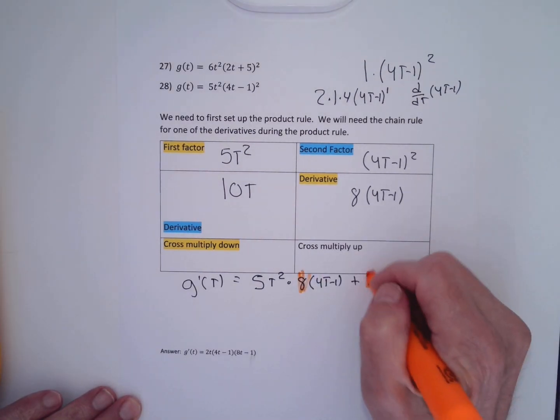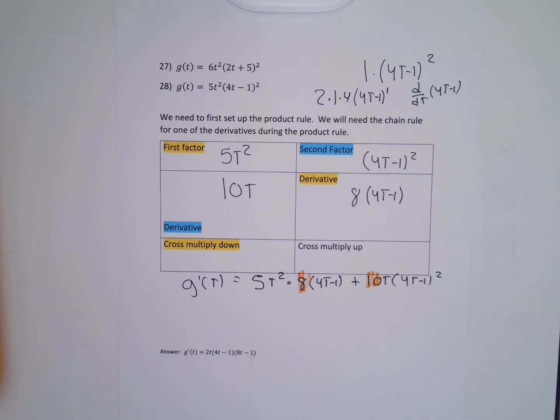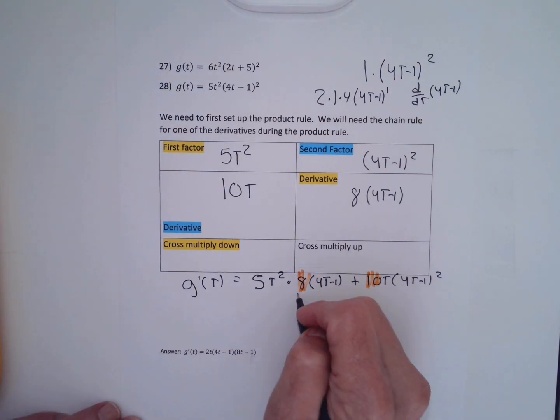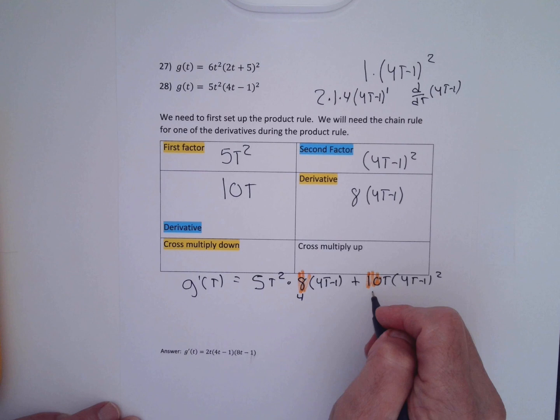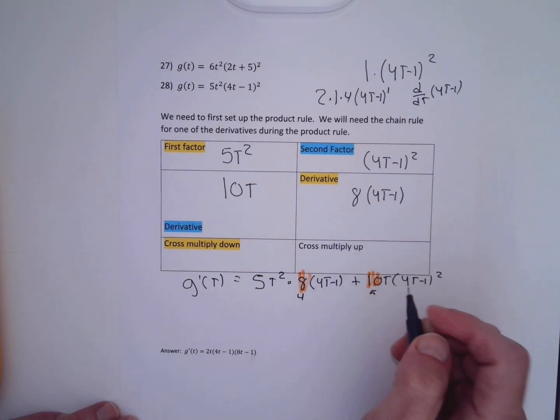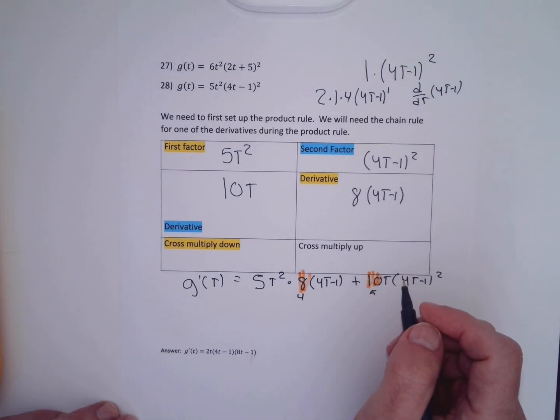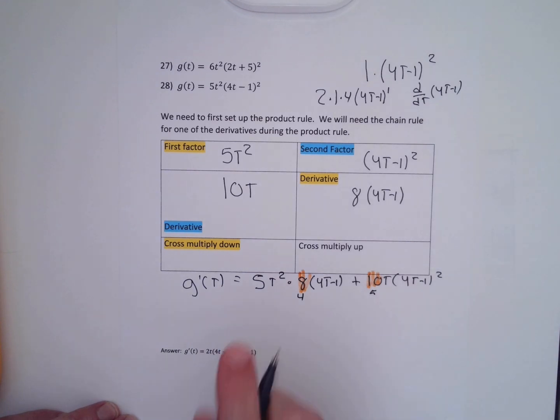Between this 8 and that 10, I can factor out a 2. When I factor out a 2, the 8's going to turn to a 4, the 10's going to turn, ooh, ha ha ha. I don't even know what to say right now. I mean, I know what to do, but I'm not sure how to make it less complicated.